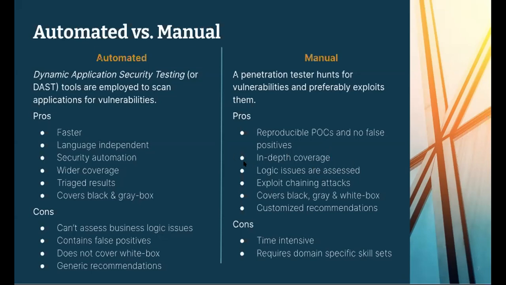So the depth over here can be quite a lot. For example, if there's a particular payment logic that is in scope, you can try to bypass that payment, or try to increase or decrease the payment value and do all these kinds of things with a manual test approach, not really with an automated approach, unless you've customized. So logical issues are addressed. Like I said, exploit chaining is also something that it covers. Manual typically covers black, gray, and white box as well, right?